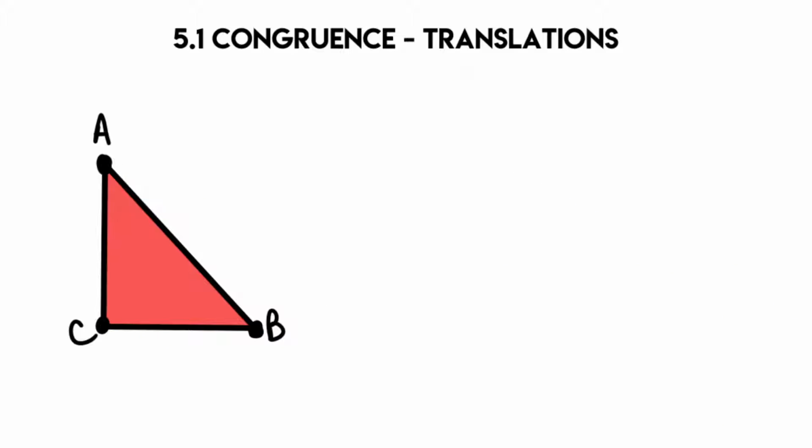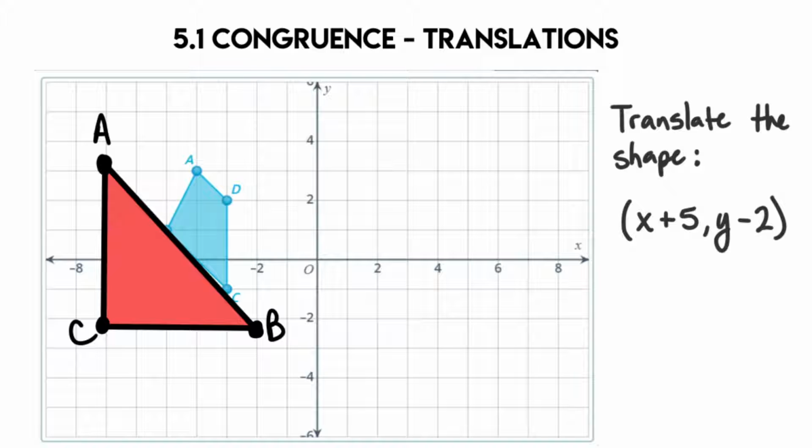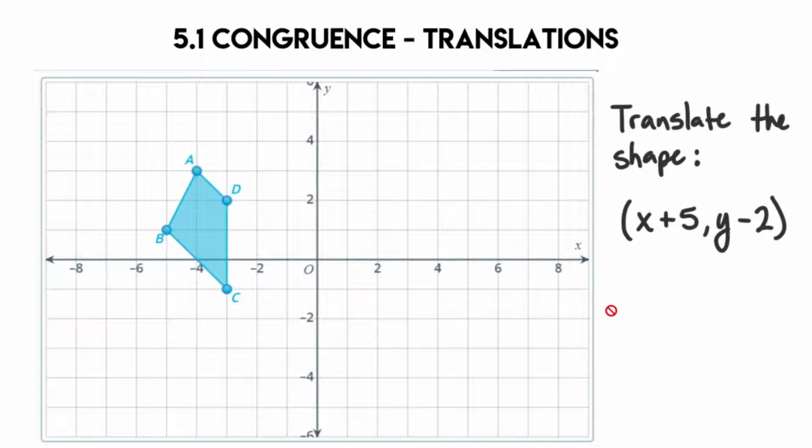Let's take a look at our first example. When we are translating, one of the key factors we're going to need to know is how do we translate something that is on a graph, okay? So I've got this little polygon over here, A, B, C, D, and the instructions say translate the shape by x plus 5 and y minus 2.